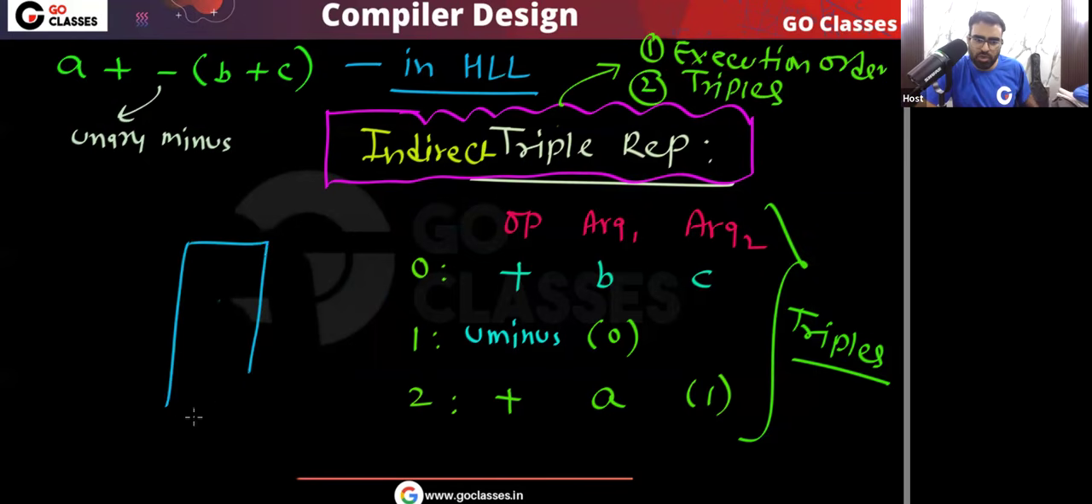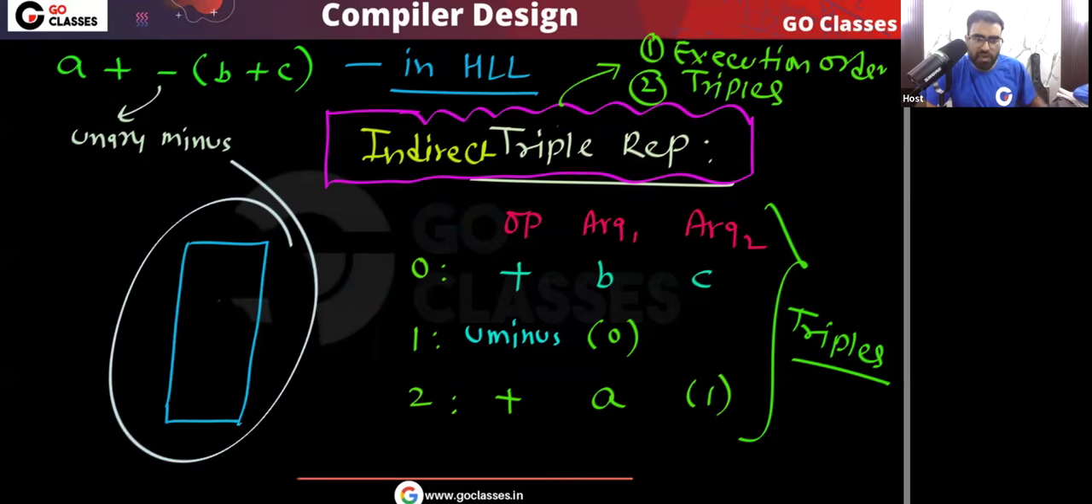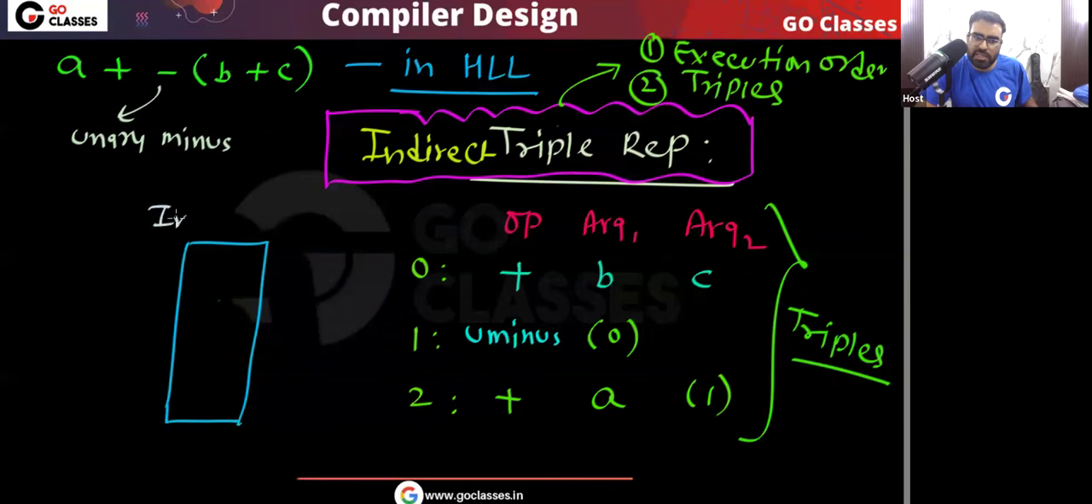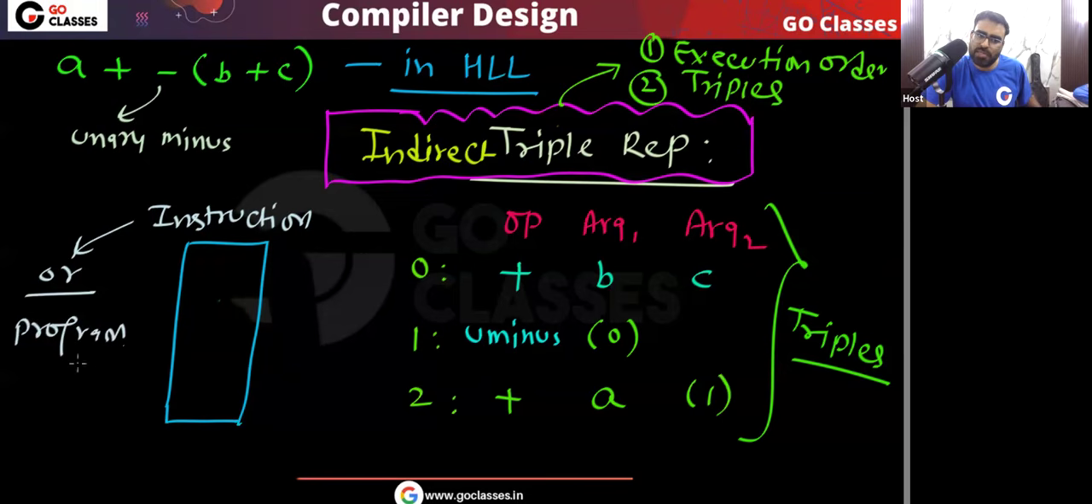To denote the execution order, we use another array of pointers. This array of pointers, we can call it instruction list. You can call it instruction list, instruction sequence, or you can call it program. Or some people call it program list, basically program sequence. Or you can simply call it the execution order. So remember in the indirect triple there are two things, execution order and triples. Triples we have already found, these will be as they are, and the execution order is separate.